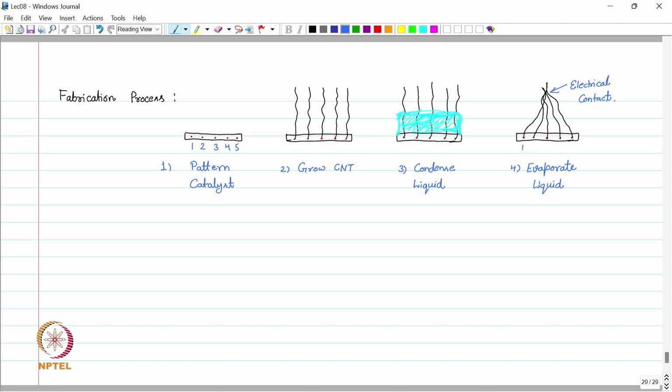So similarly we have 1, 2, 3, 4, 5. Now we have these pad numbers, pad number 1 and 2. Between pad number 1 and pad number 2, we can apply an electric potential, and the current will flow between these two CNTs, this CNT and that CNT, and it will give us a resistance drop across this CNT, and we know the thermal resistance of CNT is minus 0.15.